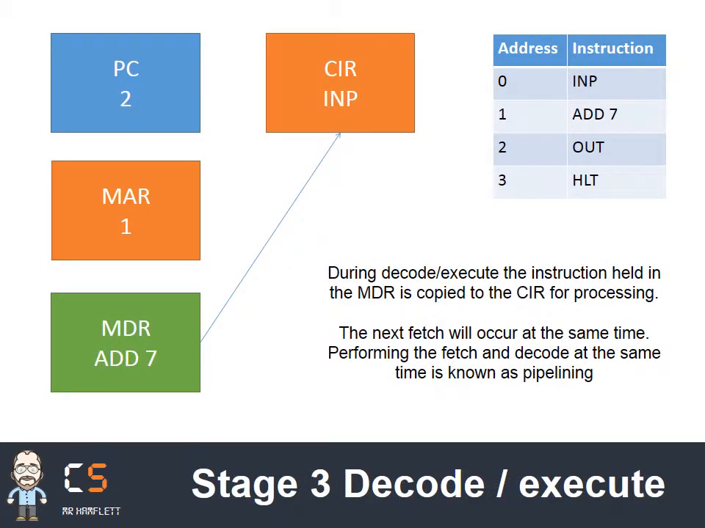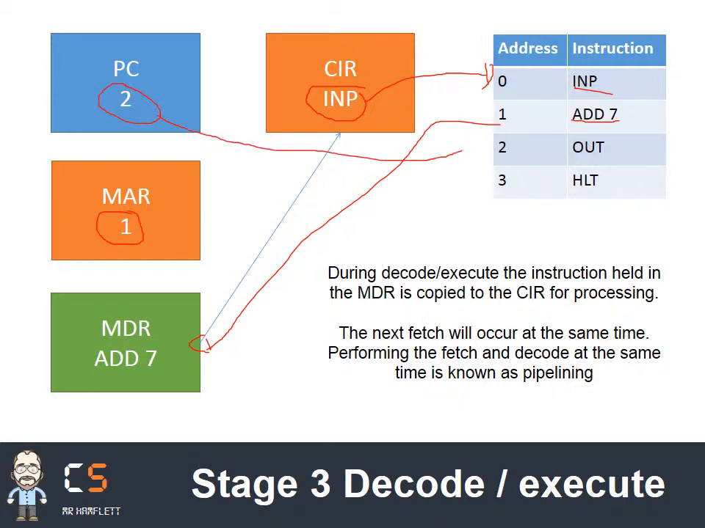Once that fetch has occurred, we need to start executing. Here, what I've done is I've copied the instruction I'm about to execute into the CIR. You can see it has this instruction here. The MDR is fetching the next instruction. So this second instruction, you can see, is now inside the MDR. My MAR is pointing to that, but my program counter, you can see, is actually pointing to the second one. Sorry, this got a little bit messy. But you can see every register will have a different value.